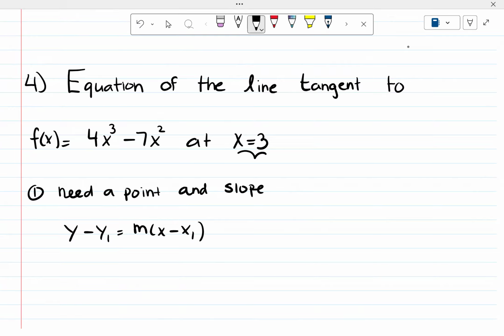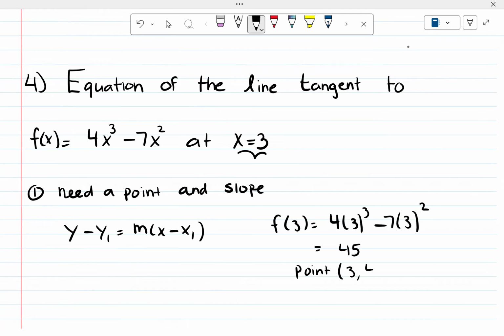So how do you find the y coordinate? All you got to do is plug in 3 into f of x. That's it. So go ahead and do that real quick. And when you put it all together, it spits out 45. So now you have a point. So your point is 3 comma 45. Now, do we have the slope? No. How do you find the slope? You take the derivative and then all you got to do is plug in your x value 3, because we don't have a y.